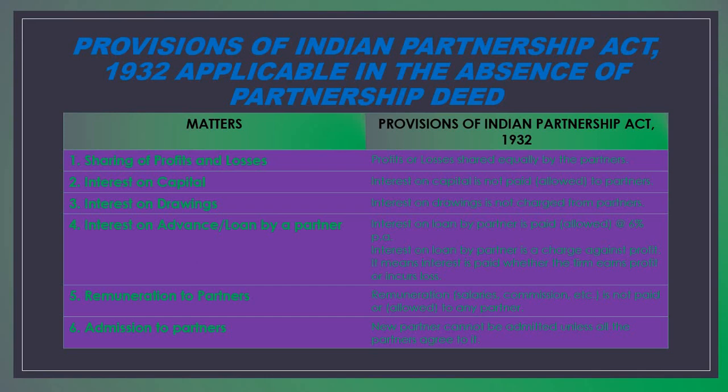No interest shall be allowed on their capitals. No interest shall be charged on the drawings made by them. Interest at the rate of 6% per annum is allowed on loan advanced by the partner to the firm. No remuneration, that is, salary or commission, is allowed to any partner. No person can be admitted as a partner unless all partners have given their consent to it.